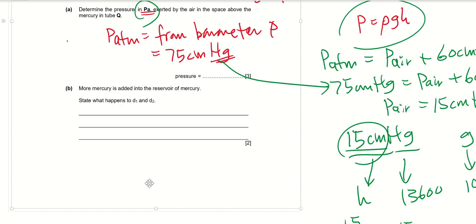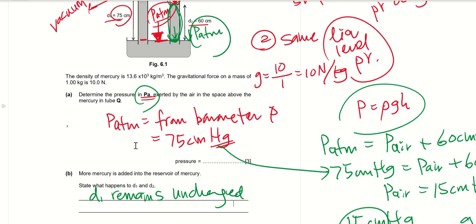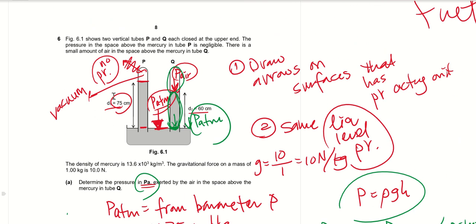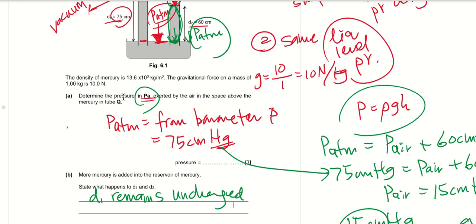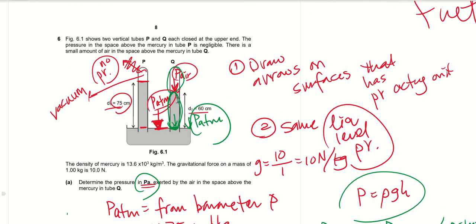Okay, please try this. Now more mercury is added into a reservoir of mercury. Still, what happens to D1 and D2? D1 remains unchanged. D1 is actually this. It remains unchanged because you did not change atmospheric pressure. But D2 will be reduced. Why is D2 reduced?